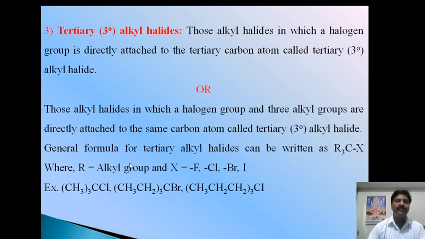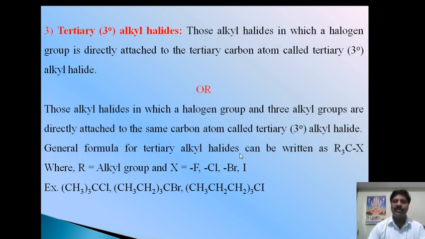Now coming to the third classification of alkyl halides, called tertiary alkyl halide. It is abbreviated as 3 degree. Those alkyl halides in which the halogen group is directly attached to the tertiary carbon atom are called tertiary alkyl halides, or those alkyl halides in which a halogen group and 3 alkyl groups are directly attached to the same carbon atom are called tertiary alkyl halides.